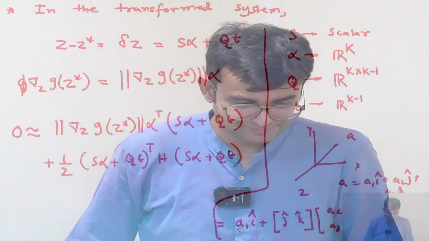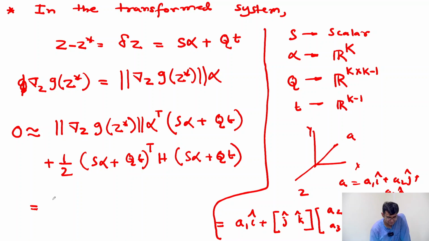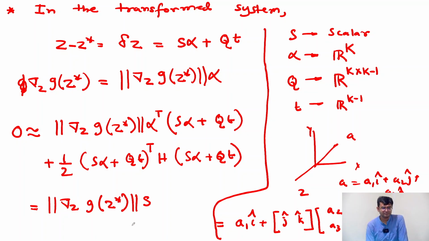Hessian I am not transforming now. You can, but not doing that. Hessian I am keeping as it is. Okay, clear? What happens to the first term if I do the multiplication? Use the orthogonality property we were mentioning. Not only orthogonal, orthonormal. Alpha transpose alpha is 1. Alpha transpose Q is 0. So what will you get? So this is equal to exactly grad G Z star times S, right?